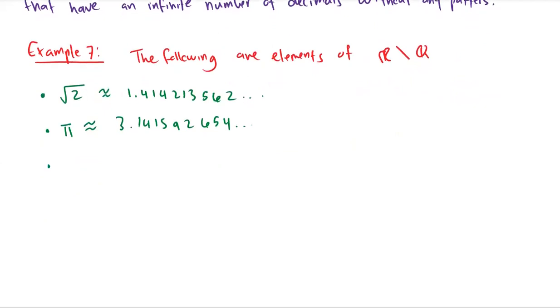Another one, Euler's constant, e. This is used for exponential functions, base e. So what is this approximately? This is 2.718281828, etc. without any pattern.